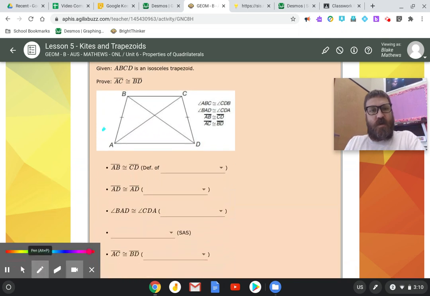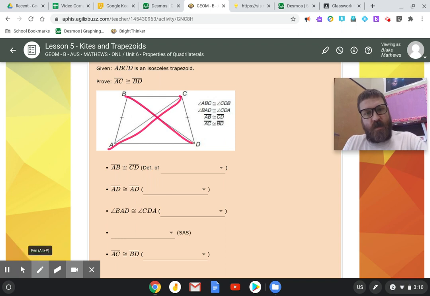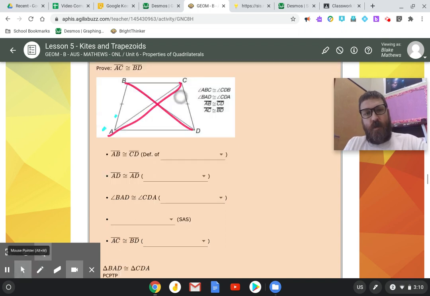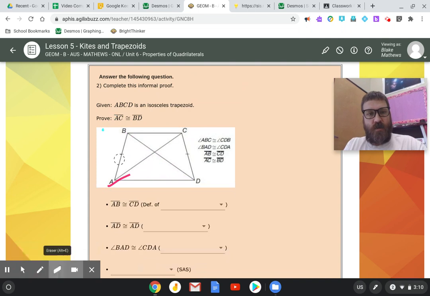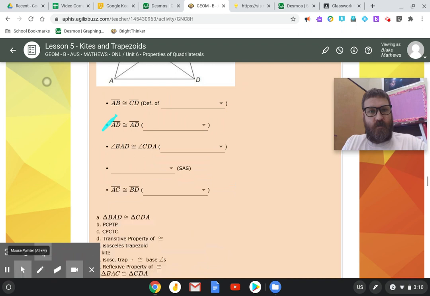So it says here ABCD is an isosceles trapezoid. Okay, we need to know that. And then we need to prove that AC is congruent to BD. All right. Well, we know that already because we learned that in my little lecture previously, that these are congruent. So let's just clear everything.